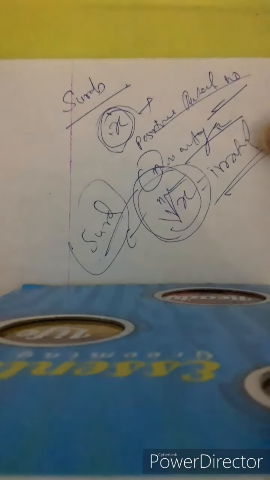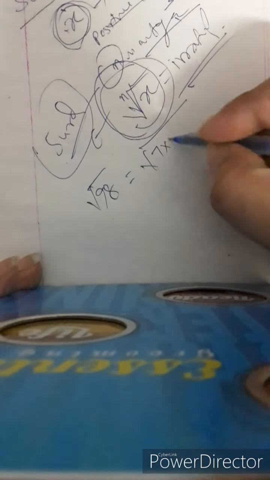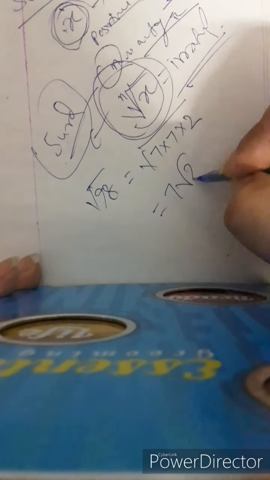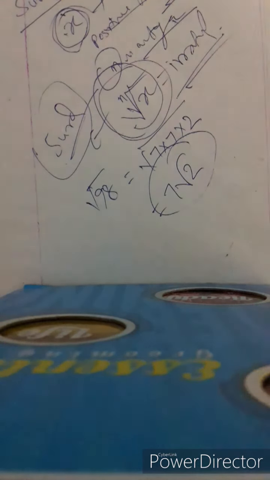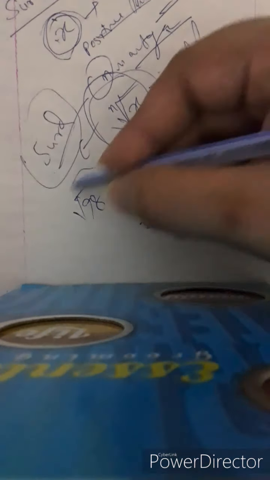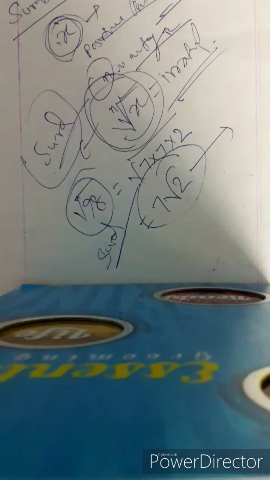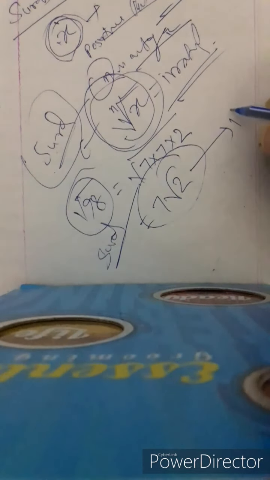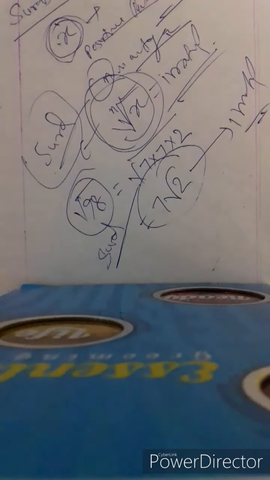All right, so suppose we are taking root 98. So what is root 98? 7 into 7 is 49, 2 sevens are 98, that is 7 root 2. Is this a rational or irrational number? This is not a rational number, this is an irrational number, so root 98 is a surd.